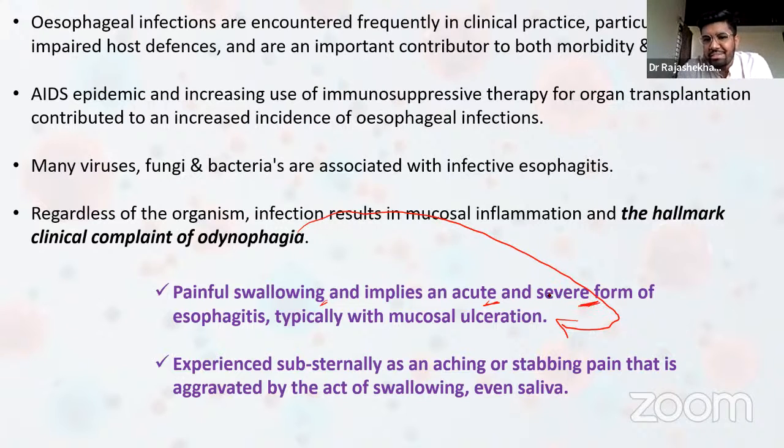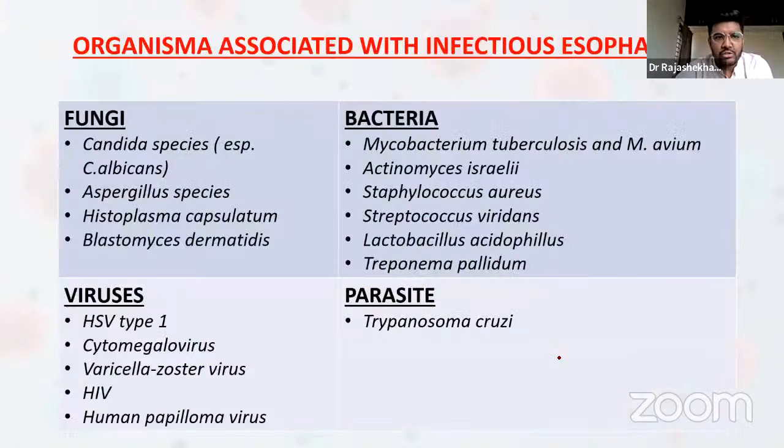The location of this odynophagia is usually substernal. It is not in the throat. It behaves as an aching or stabbing kind of pain that is aggravated by the act of swallowing, even saliva. So these patients invariably come to you with a typical history of painful swallowing. Even swallowing saliva is very painful and causes a stabbing sensation in the substernal area. So you need to suspect esophagitis in these patients after ruling out the upper ENT causes.